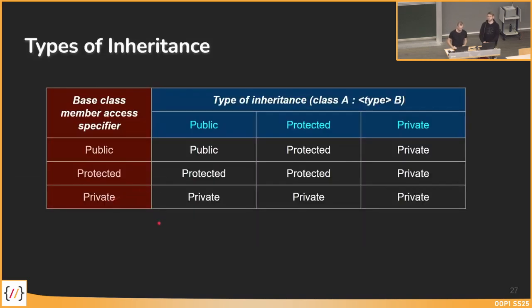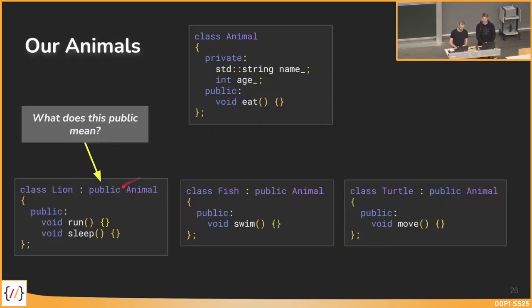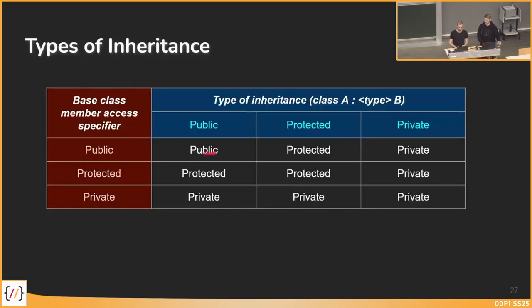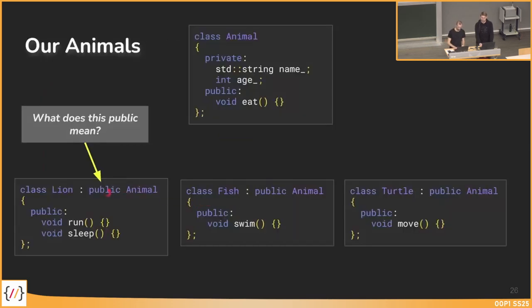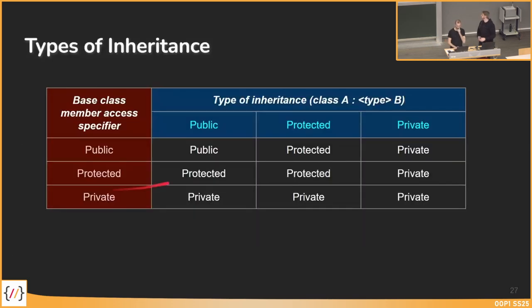And with this table, you can now see that if I use public here, as we wrote it here, all my public elements in the base class are also public. All my protected elements in the base class are also protected, and all the private are private, as I would assume that it behaves. I could also write here protected, and then in my subclass, all my public elements are protected, all my protected elements are protected and the private are private.